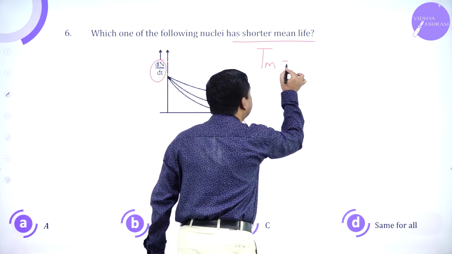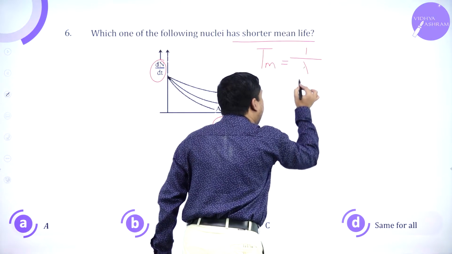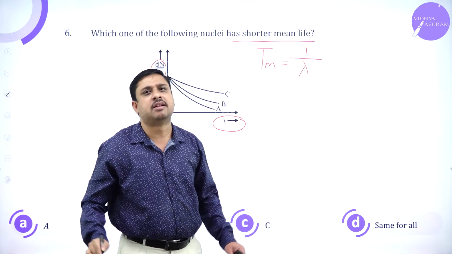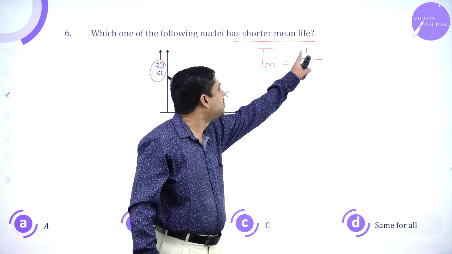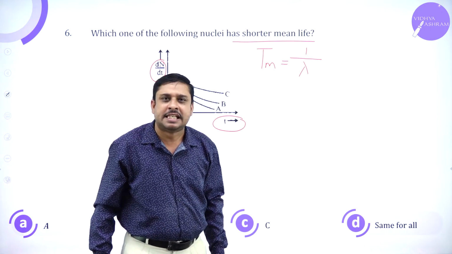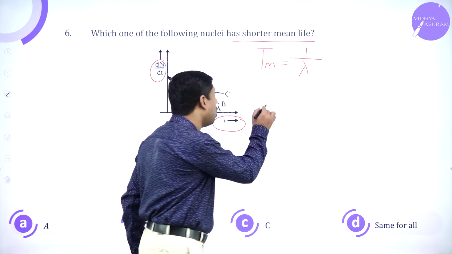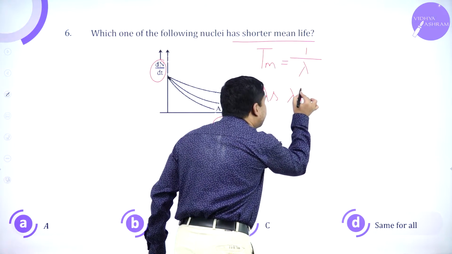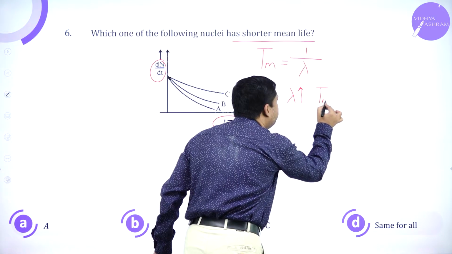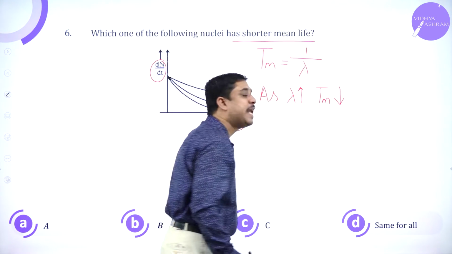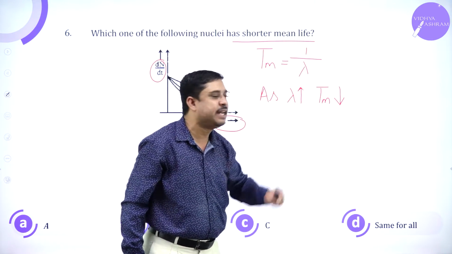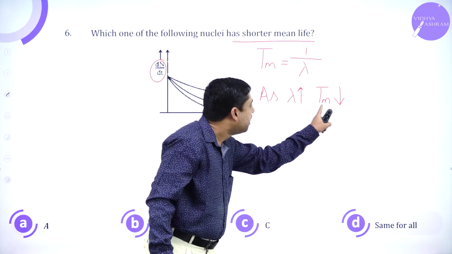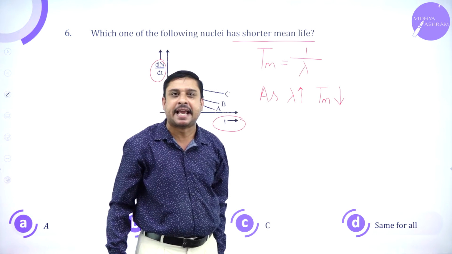mean life is 1 by lambda. What is lambda? Decay constant. Very good. Mean life is 1 by lambda, which is the decay constant. So, as lambda increases, mean life has to decrease. Shorter mean life. As lambda is increasing, mean life has to decrease.